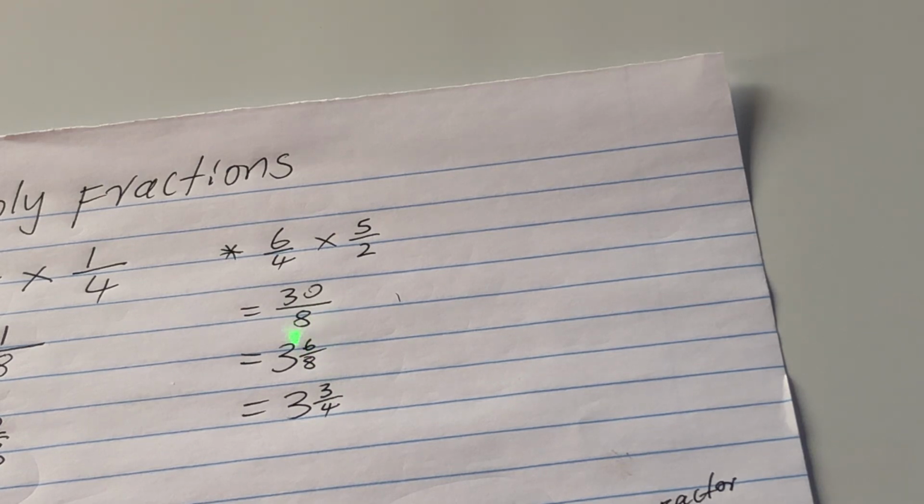How many times does 8 go into 30? It goes 3 times and leaves a remainder, which is 6. You put 6 here over 8. This 6 over 8 can be simplified further by using the highest common factor. In this case, the highest common factor to simplify 6 over 8 will be 2. 2 goes how many times into 6? 3 times. Into 8, it goes 4 times. This is our final answer.